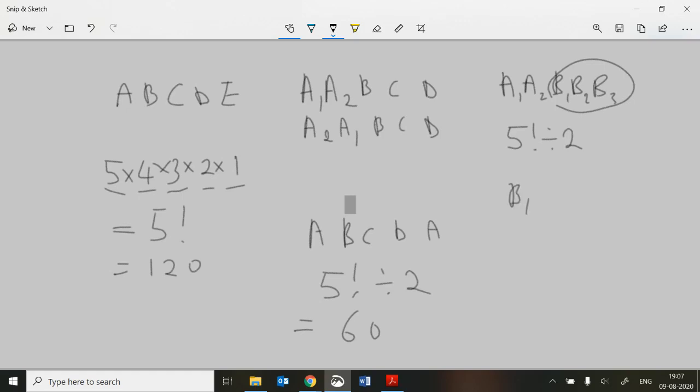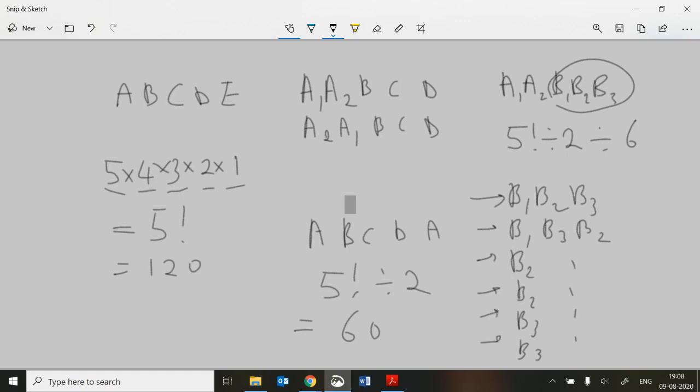So you could have B1, B2, B3 somewhere in the word, but then you could have B1, B3, B2, or you could have B2, and you see pretty quickly there's 2 combinations starting with B2, and there's 2 combinations starting with B3. I won't write them all. So there's 6 combinations there, so we need to divide by 6 as well, because wherever the B's are, they will be in either this order, this order, this order, this order, this order, or this order, and each of them is going to spell the same word.